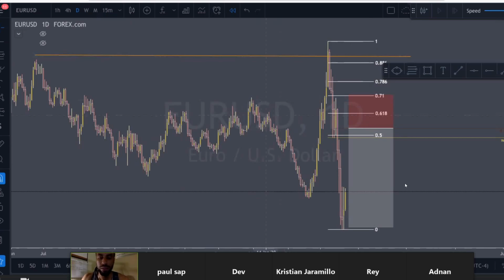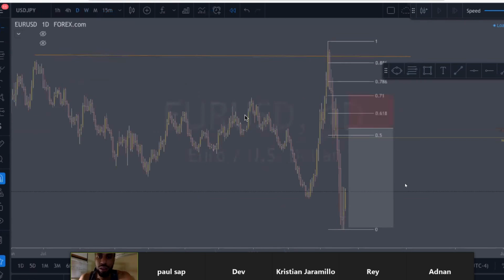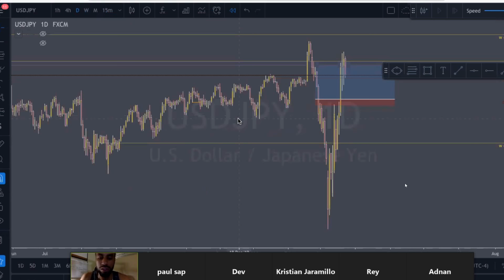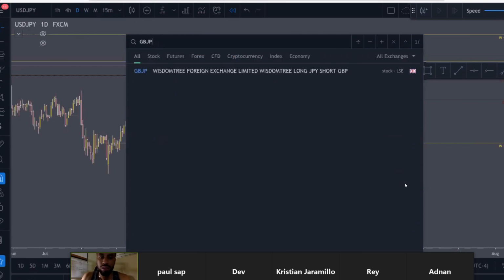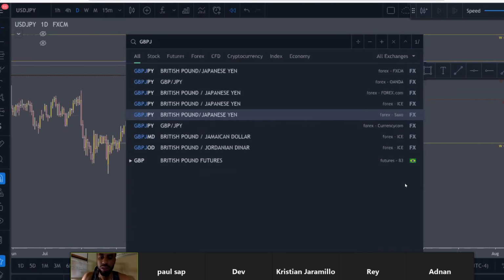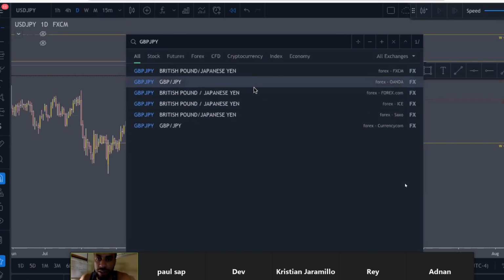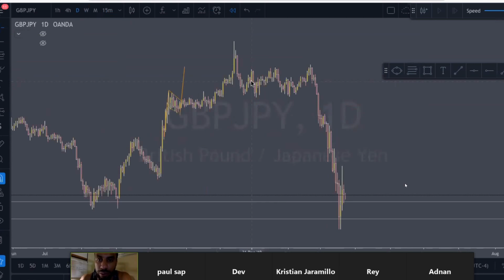Hopefully we can look at one more and see if I can. Could you actually do GJ? Yeah. Ooh, that was bad. GBP JPY. I know this is one of Blake's. This is Blake's favorite forex pair. Yes. See if I can get a blank one on.